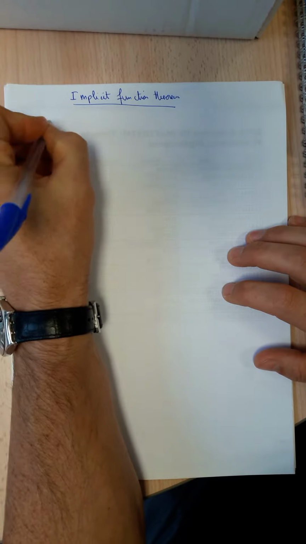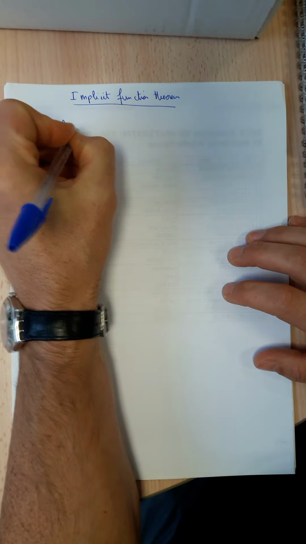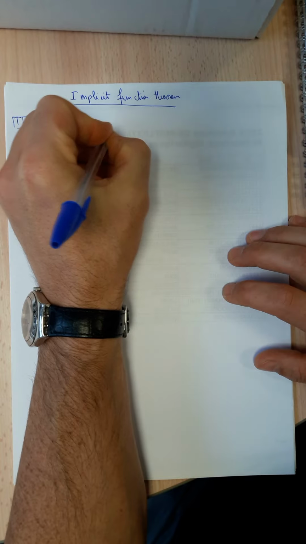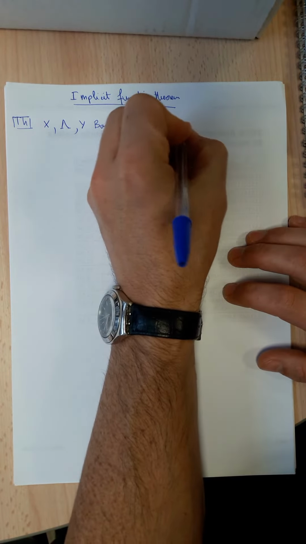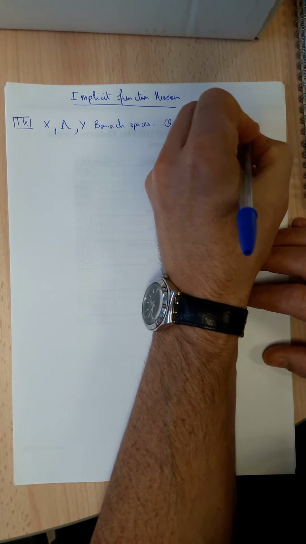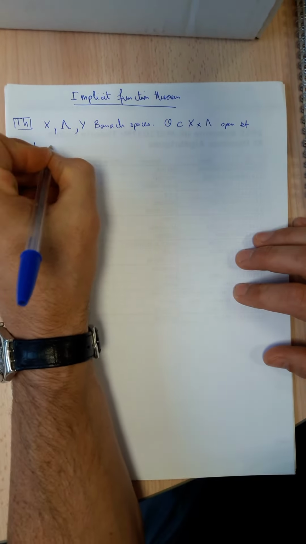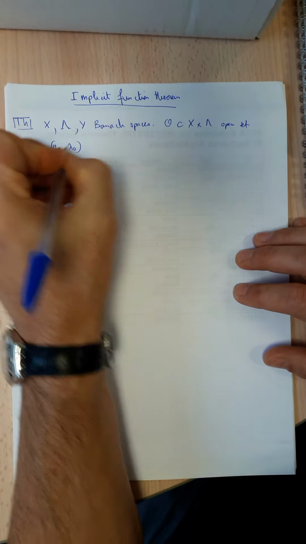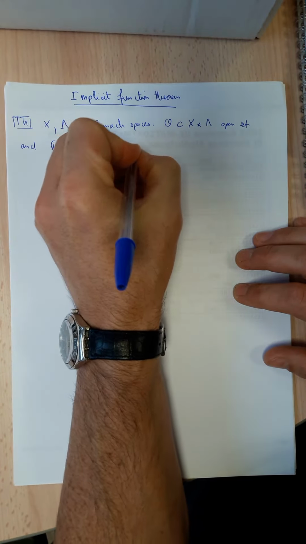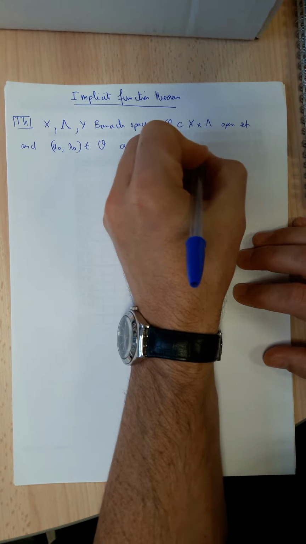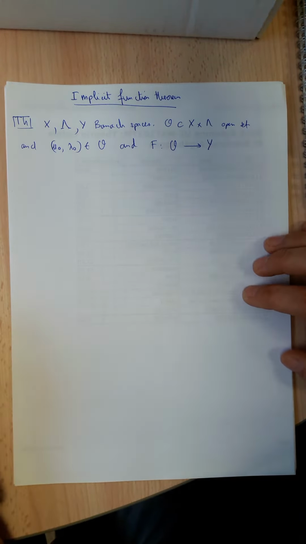Now we're going to discuss an important application of the inverse function theorem called the implicit function theorem. So the statement is the following. You take three Banach spaces, which I'm going to call capital X, capital Lambda, and capital Y. Lambda you must think of as a parameter space. Then an open set O, which is contained in the product X times Lambda, and (u0, λ0) a point, and a function f which is defined on O with values in Y.